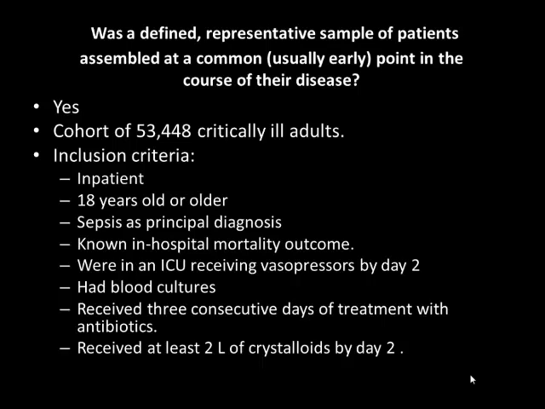They also exclude patients that were in the unit receiving vasopressors by day 2. They need to have blood cultures, they need to receive 3 days of consecutive antibiotics and receive at least 2 liters of IV crystalloids by day 2. They also exclude patients that were taken to the OR.